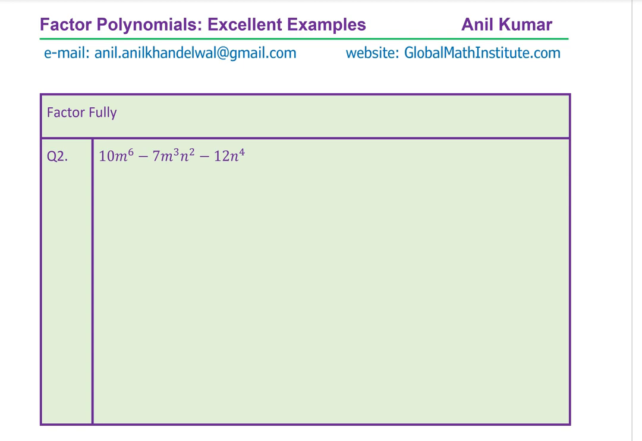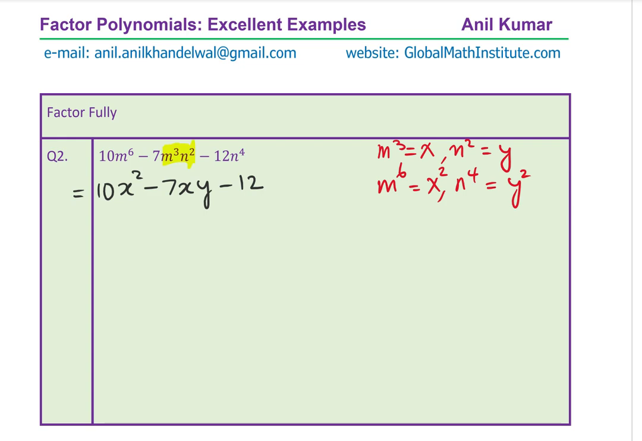10 m to the power of 6 minus 7 m cube n square minus 12 n to the power of 4. To factor this, we observe m cube n square term in between, and they kind of give us a hint. We can substitute m cube as equal to x and n square as equal to y. In that case, m to the power of 6 will be x square and n to the power of 4 will be y square. So this substitution will help us to factor. So from the given trinomial, we get 10 x square minus 7 xy minus 12 y square. Do you see? Now it becomes a simple trinomial which you can easily factor.